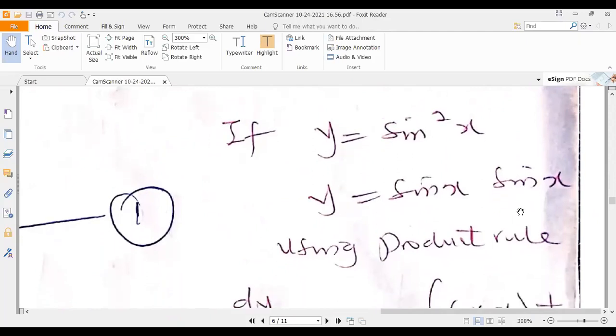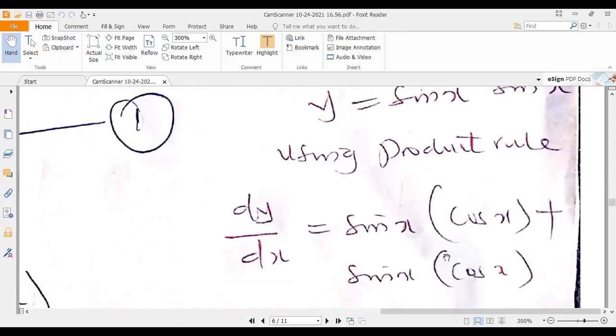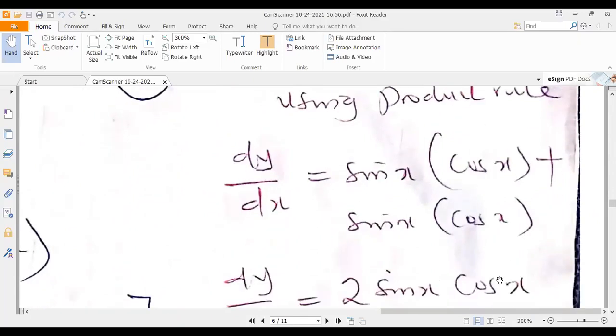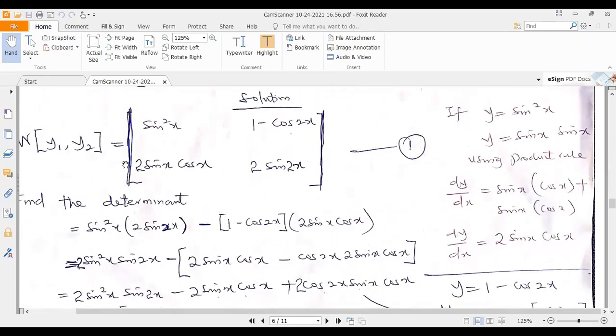So let's use the product rule. Product rule means that you keep sine x, you differentiate the other, plus you keep the other, you differentiate the other. Are we together now? So this one will give me what? 2 sine x cos x. So that is how I obtain my derivative there. Don't forget that I'm differentiating y1, and y1 is the sine square x.